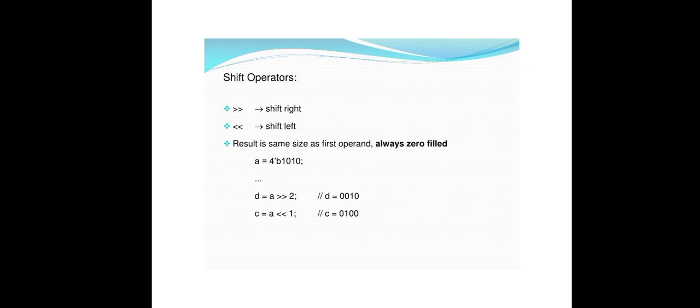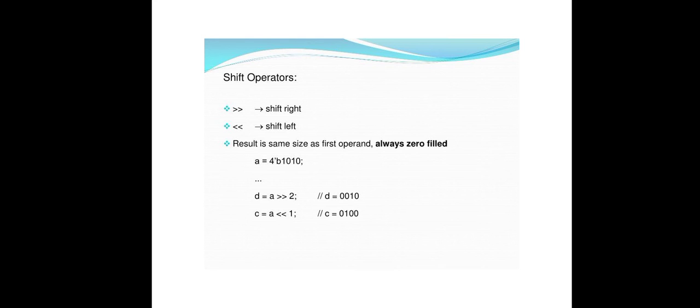Now next is the shift operator. The double greater than sign is the shift right sign, or right shift. The double less than sign indicates shift left, or the left shift in programming.